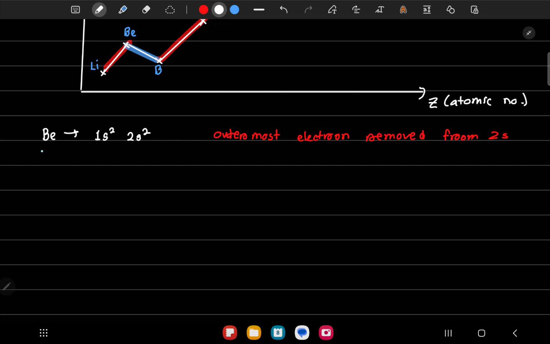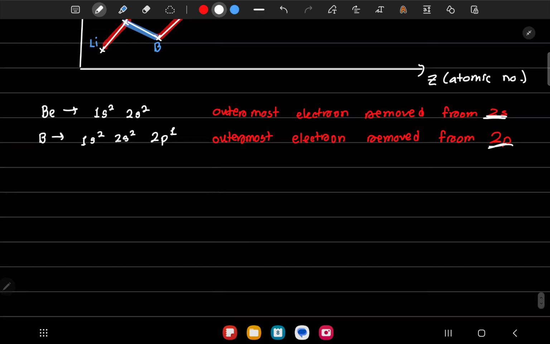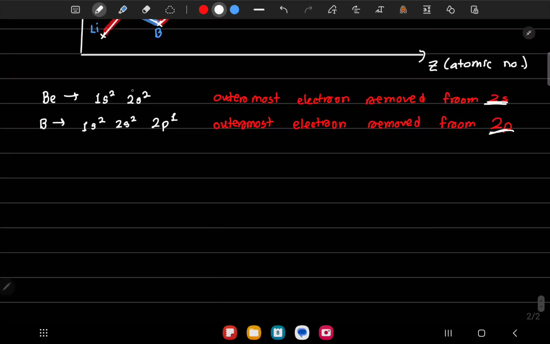However, if we look at the electronic configuration of boron, we'll have 1s2, 2s2, 2p1. Here the outermost electron is removed from 2p. In this case, the outermost electron was removed from 2s for beryllium, and for boron it was removed from 2p. Now the energy gap between 2s and 2p is big enough for partial shielding. So the 2p electrons are outside the 2s electrons. If the 2s electron is somewhere over here, the 2p electron will be somewhere along here. Close, but a little farther away.